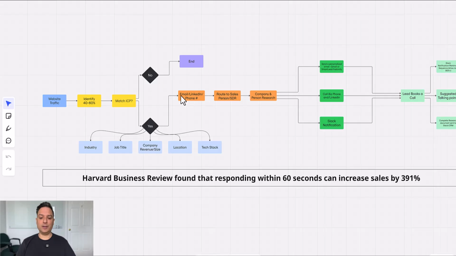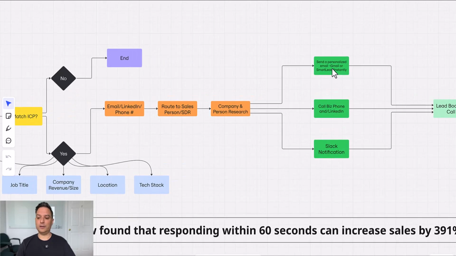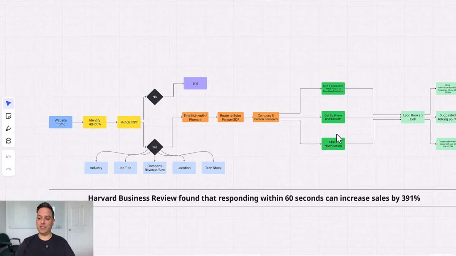So we want to gather their email, their LinkedIn, and their phone number, both mobile and business number. And then we want to let your sales rep or your SDRs know, so we want to route that to them. And then we want to do some research using AI, both company research and person level research. And then we want to reach out to them via your Gmail account or a company like SmartLead or Instantly, which are very good at cold email. You can call them, you can reach out to them on LinkedIn, and of course you'll get a Slack notification as soon as this data comes in.